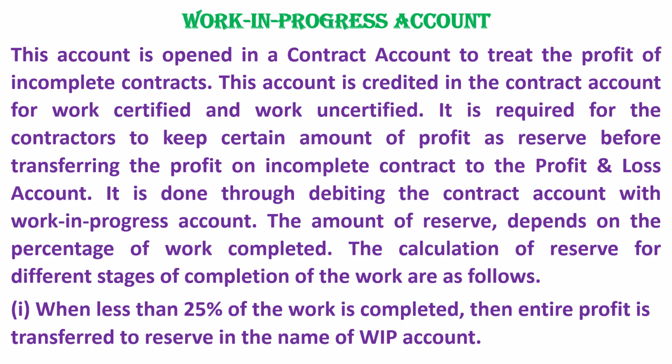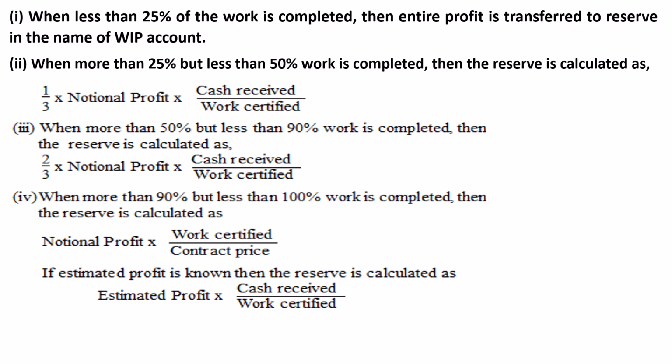The calculation of reserve for different stages of completion of the work are as follows. 1. When less than 25% of the work is completed, then entire profit is transferred to reserve in the name of WIP account.